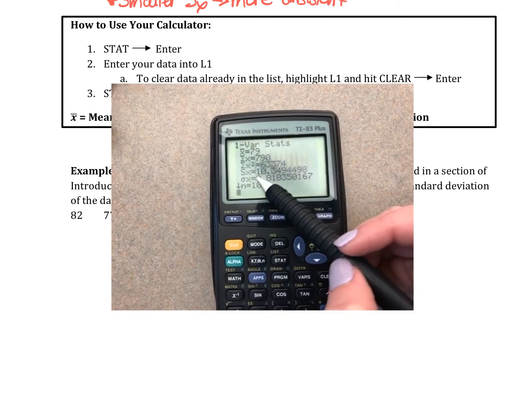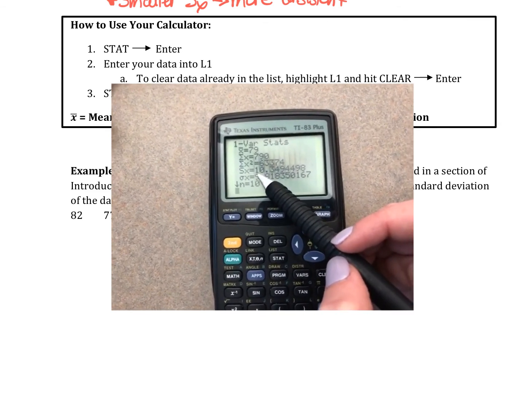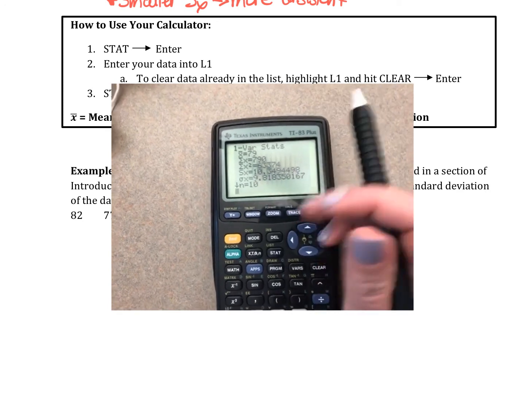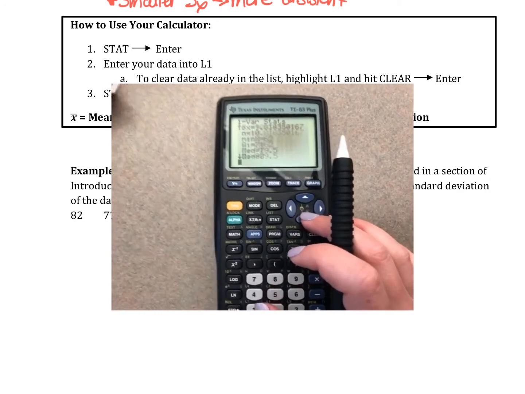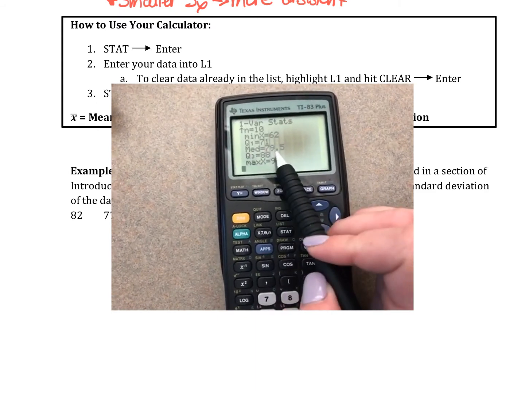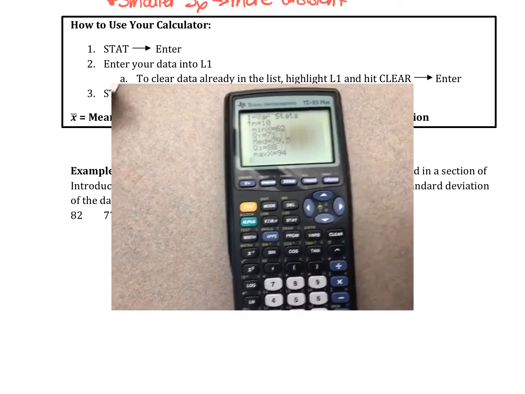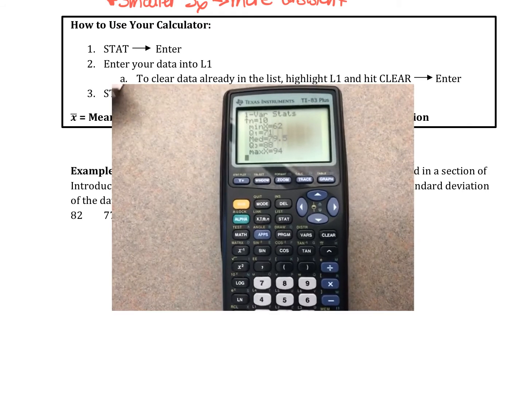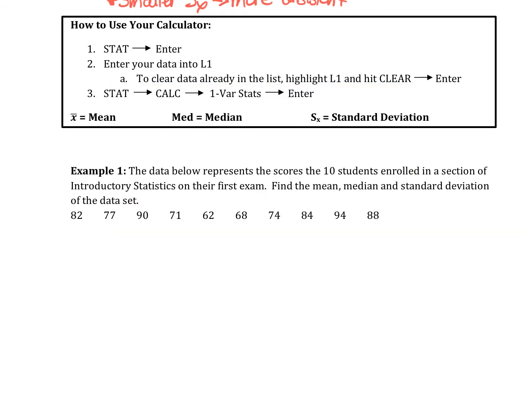If we go down a couple more, here's our Sx. This is our standard deviation: on average, how far or how spread out our data values are from the mean. If we scroll down, we can find Med. There is our median, 79.5. So our calculator gives us all these values. Let's write these down.